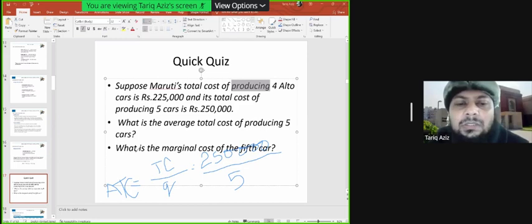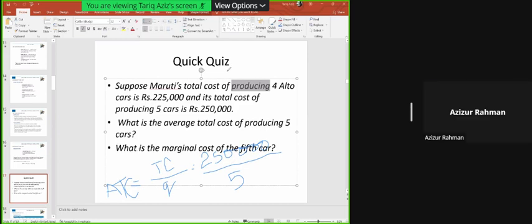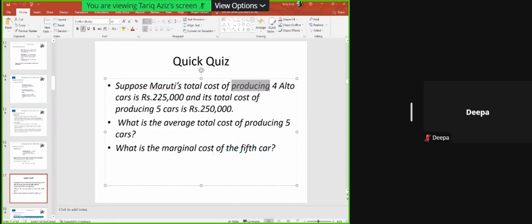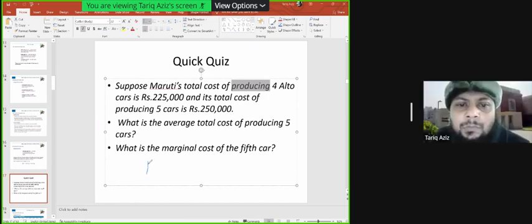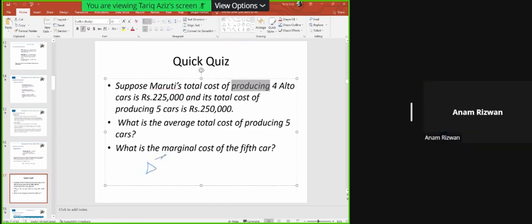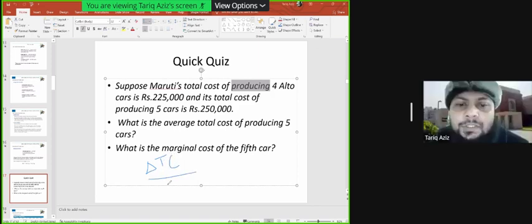Now coming to the second question, what is the marginal cost of the 5th car? 25,000. Okay, 25,000. So the formula for calculating the marginal cost is change in total cost upon change in quantity.